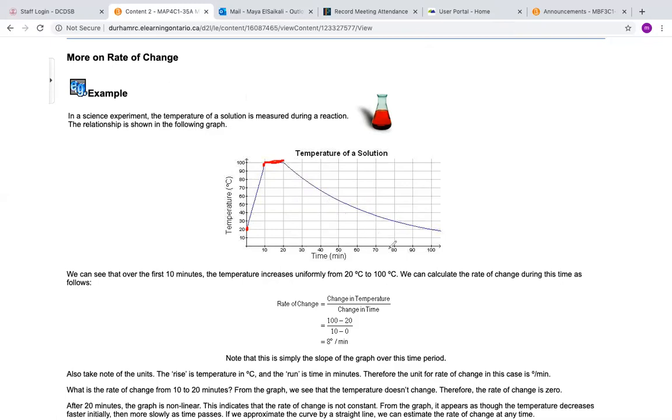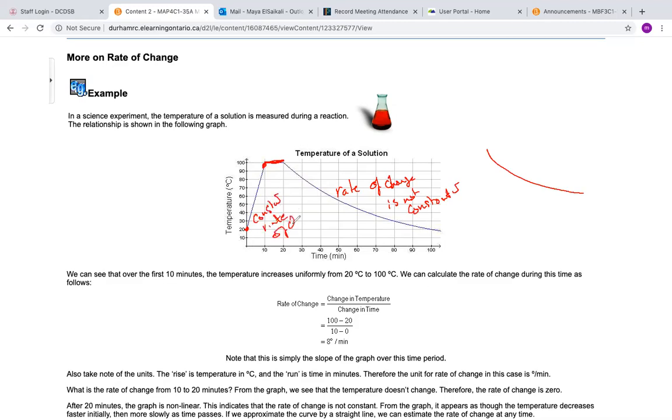And then we see a decrease in temperature, but this decrease is not constant. We see that it's kind of a curvy decrease. So the rate of change here is not constant in this part. Okay. Here, between 20 and 100 degrees, so for the first 10 minutes, almost, we have a constant rate of change.